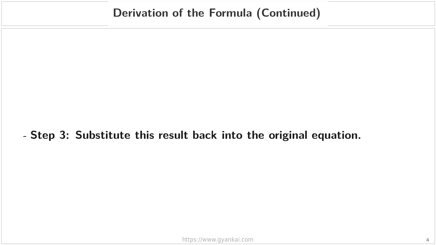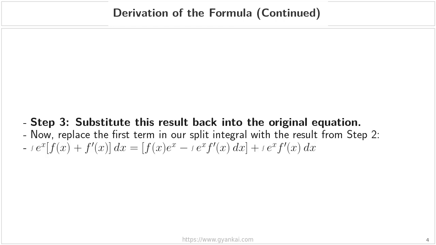Okay, so we've been working through the derivation of this handy integral shortcut, and now we're on to step 3. Remember, in the previous slide, we used integration by parts to break down the integral. Now, step 3: substitute this result back into the original equation. What this means is, we're going to take the result we got from applying integration by parts to the first part of our split integral, that is, the integral of e to the power of x times f of x, and plug it right back into where it originally was. Let me show you what that looks like.